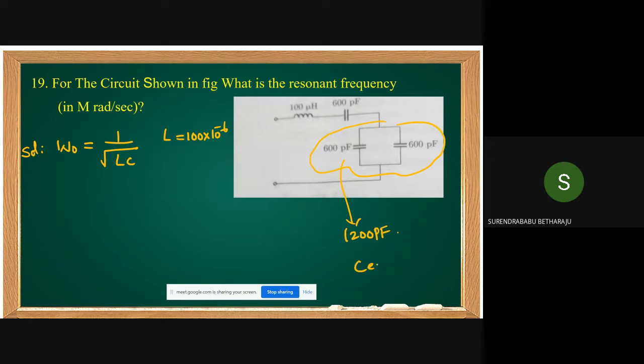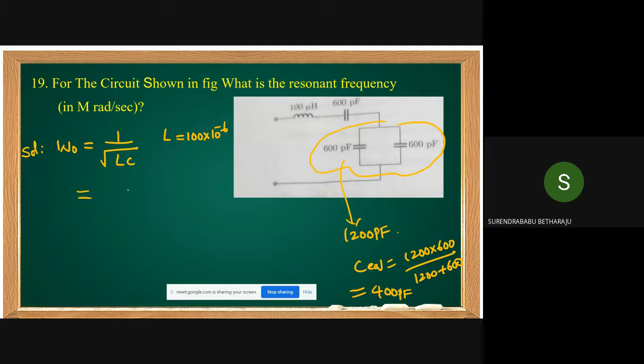Then what is the C equivalent? Capacitor series combination, students: 1200 into 600 by 1200 plus 600. That is 1800. 600 into 3, so 3 times it goes. Then 1200 by 3, 400. The C equivalent equals 400 picofarads.